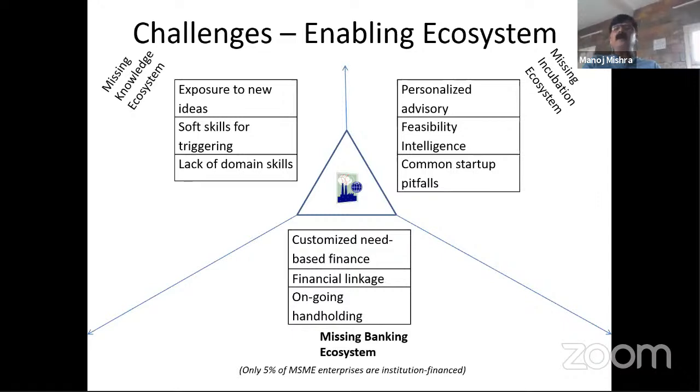What has ITC eChopal done? ITC eChopal has created Sanchalaks, and it has tried to fill in the gap of what is called a missing knowledge ecosystem. They have exposed several people to new ideas. They have built a certain set of soft skills by means of training, and established digitized information sharing mechanisms. And there are domain skills which have been built up. That is what is leading to a lot of changes across Madhya Pradesh, where they started off, and which has done wonders in terms of giving a lot of bargaining power at the end of the day.